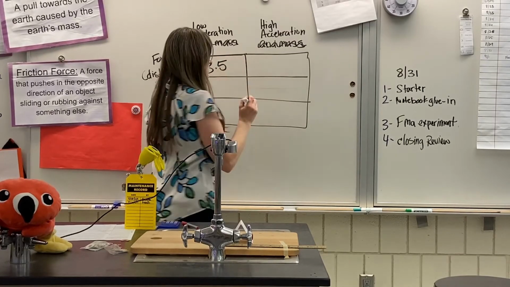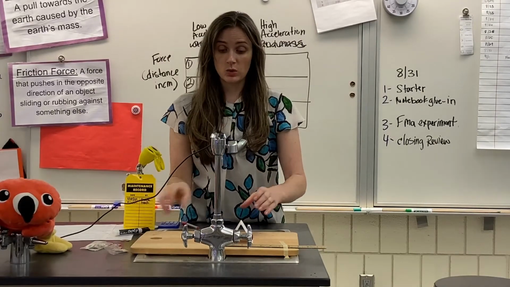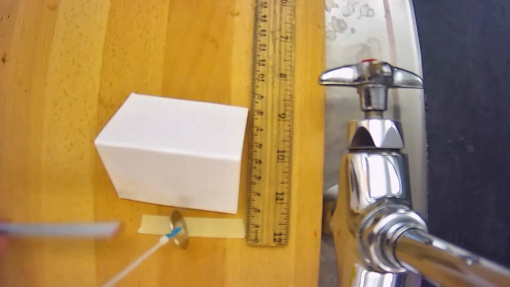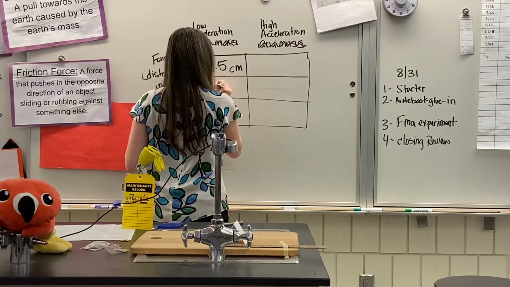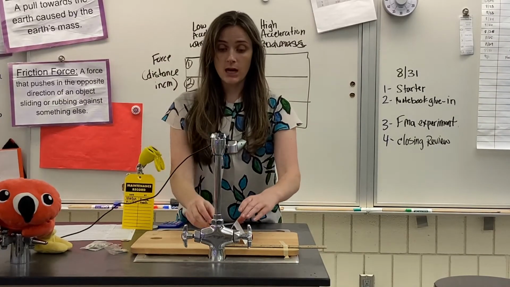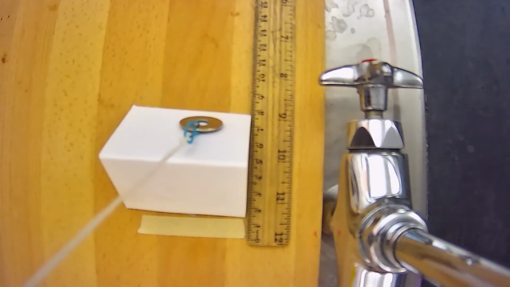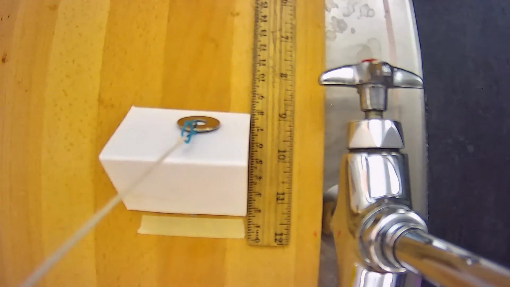3.5 centimeters. But we have to do it again because we have to do more than once. Here we go. Oh, look, that was only 1.5 centimeters. 1.5 centimeters. And we have to do it 3 times. So let's reset. Low acceleration. And we are at 1.5 again.